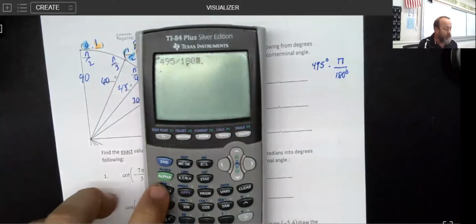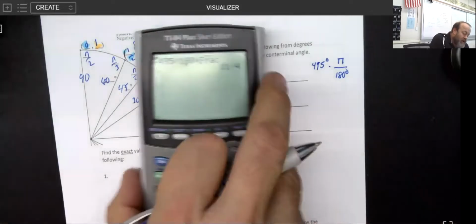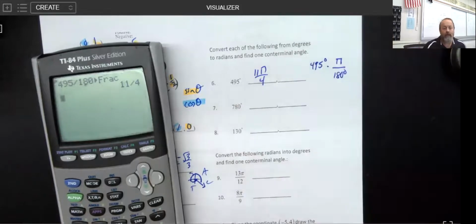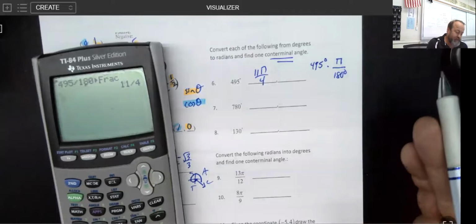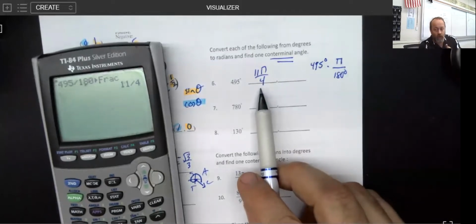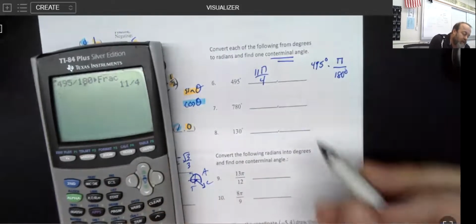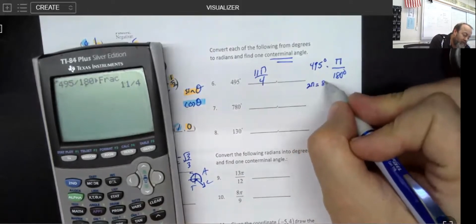So I'm going to let my calculator do it because I don't want to. And I got 11 quarters. So that means in radians, I would have 11 pi over 4. But this also asks me to find a single angle that is equivalent to it, but it is coterminal. So keep in mind, anytime you spin a circle, either forward or backwards, you're going to end in the same place that you were. So remember, a circle is 2 pi radians, or 8 pi over 4.